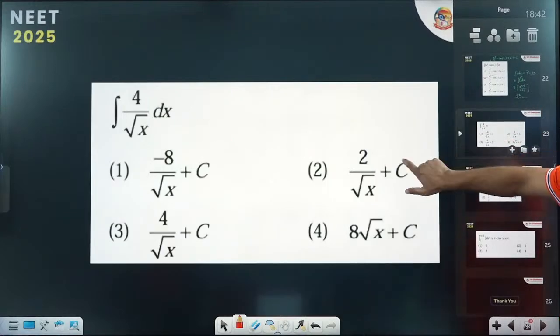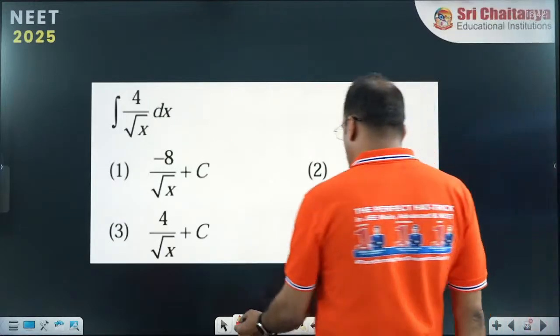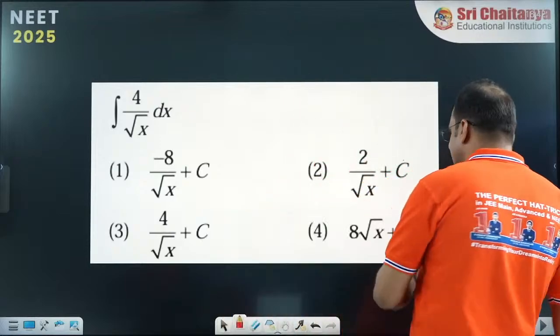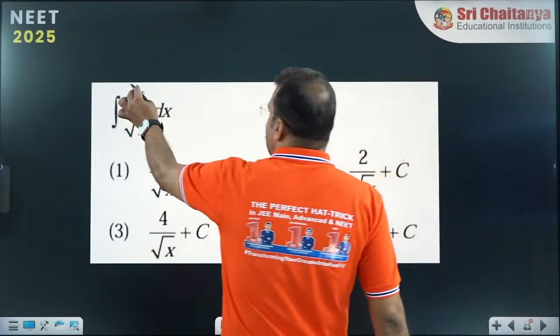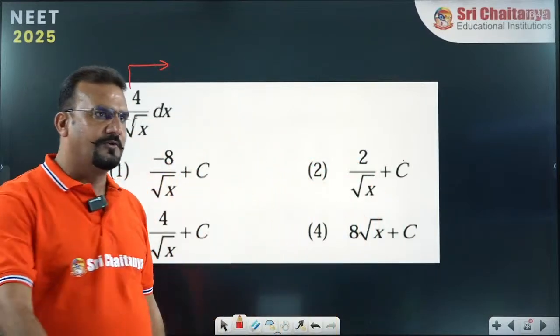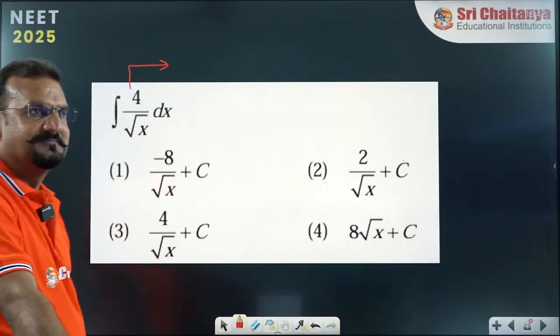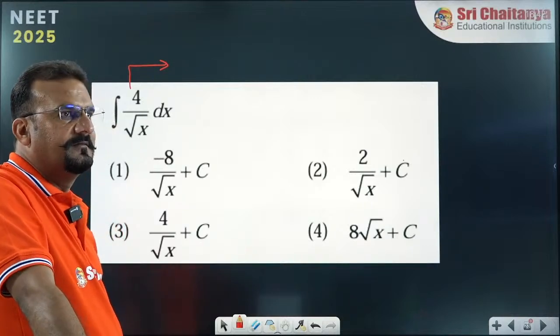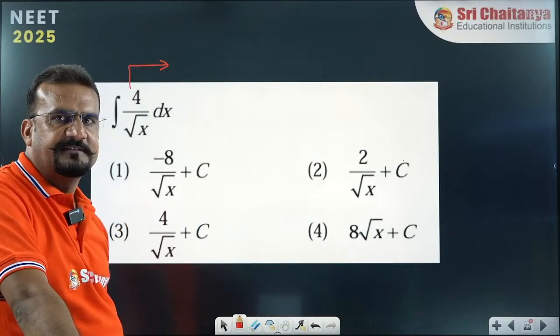See, 4 by root x. This is a standard, you can say gold medalist question. Yes, the person who is first can be eligible for a gold medal. Done. 4 by root x.